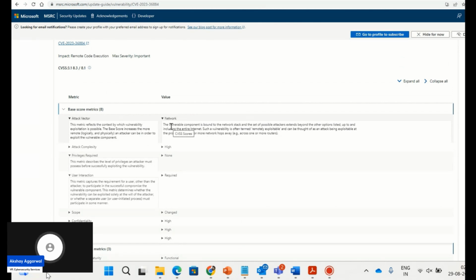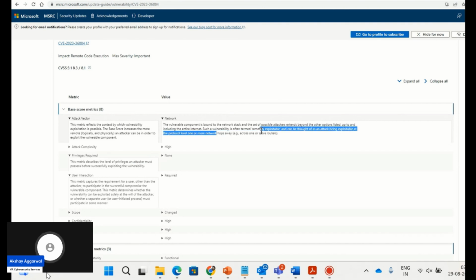Is it remote code execution, exploitable over the network? Or does it need local execution? In which case, the attack vector would be different. The attack vector type could also be different. So here, if you see this block, it says that it is remotely exploitable, and the privileges required here are none.